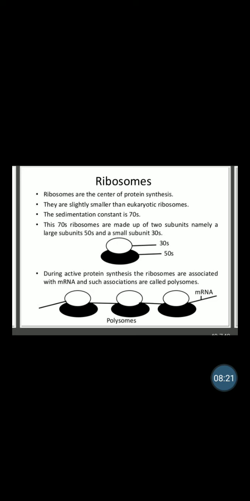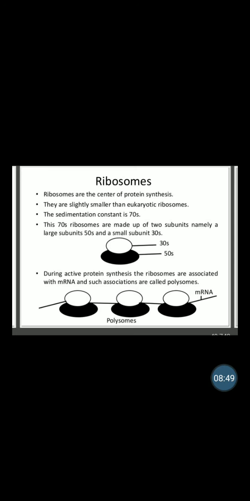Ribosomes are the center of protein synthesis. They are slightly smaller than the eukaryotic ribosomes. The sedimentation constant is 70S. These 70S ribosomes are made up of two subunits, that is, the large subunit 50S and the small subunit 30S. Here we can see the 30S and 50S ribosomes in the image.